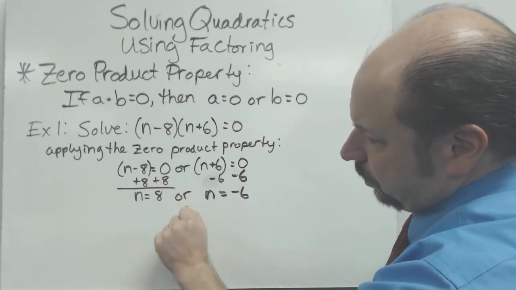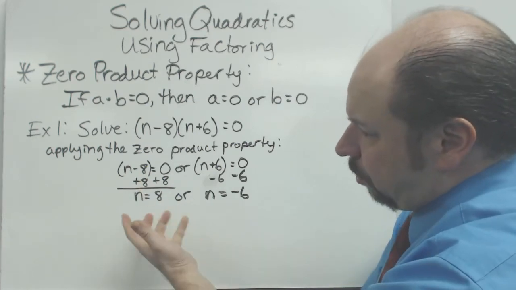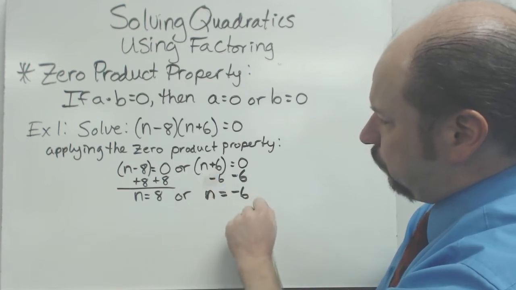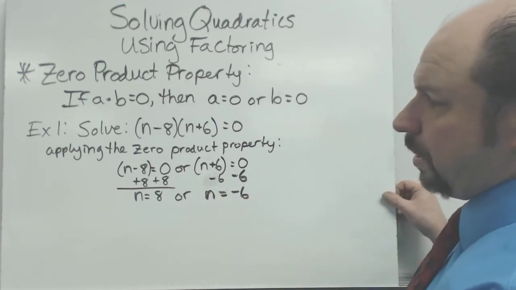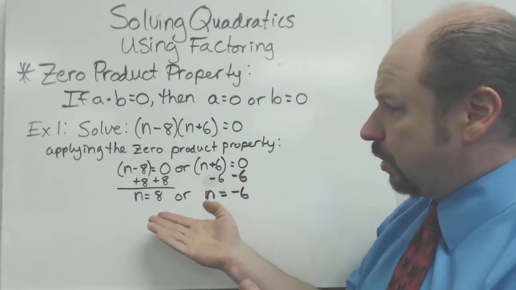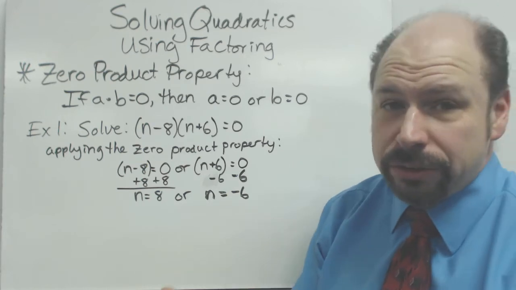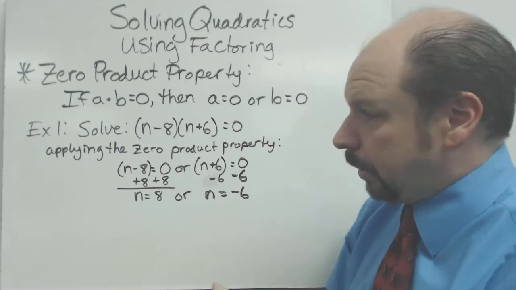Setting each one of those equal to 0, n minus 8 equals 0. So just solve, add 8 to both sides. We get n equals 8. Or if n plus 6 equals 0, we subtract 6 from both sides, and we get n equals negative 6. So you can hopefully tell once they're factored and you set each one equal to 0, finding the solution from there is just one little step beyond what we've already been doing.